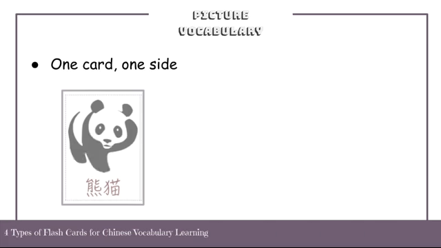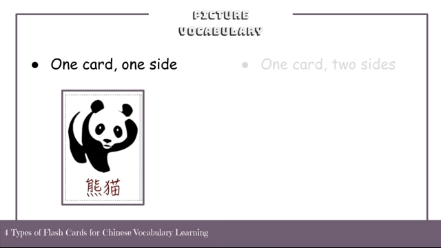I hope so. So the second type of vocabulary flashcards is the picture vocabulary cards. As the name suggests, the card includes a picture and the vocabulary. Normally there are two types of picture vocabulary cards. One is one card, one side. It's a one-sided card, like this one, 熊猫. It has a picture on the top and the Chinese word at the bottom.